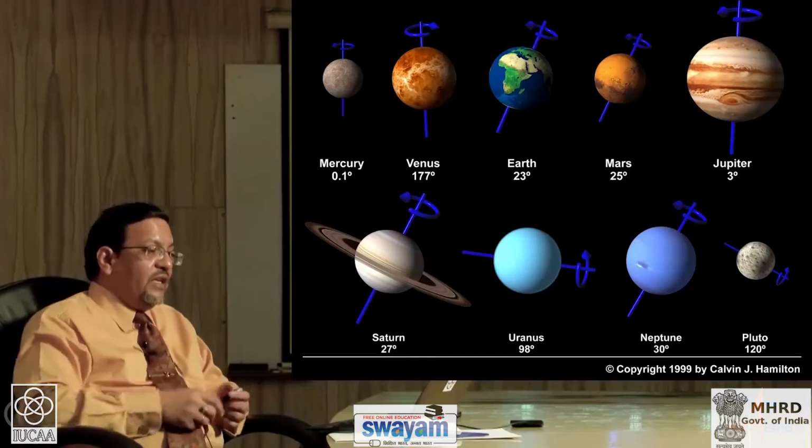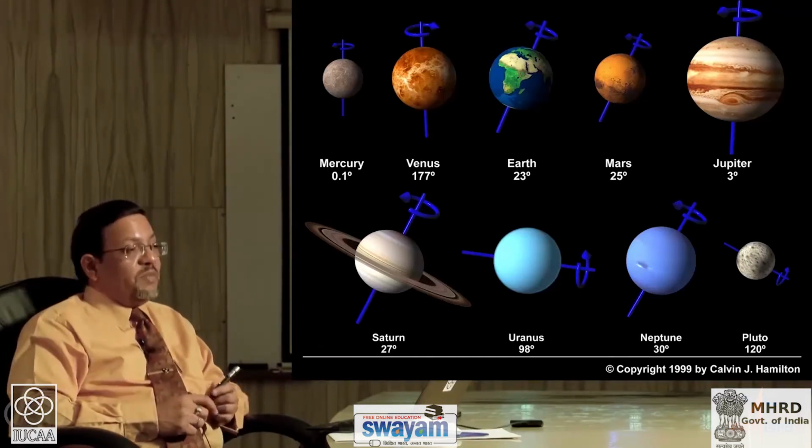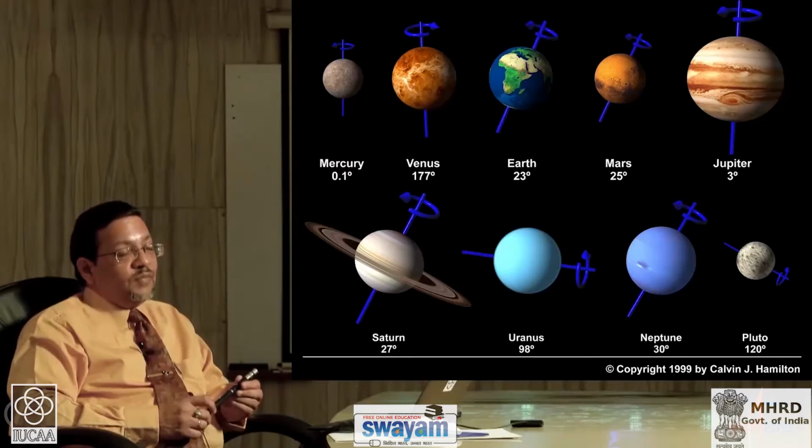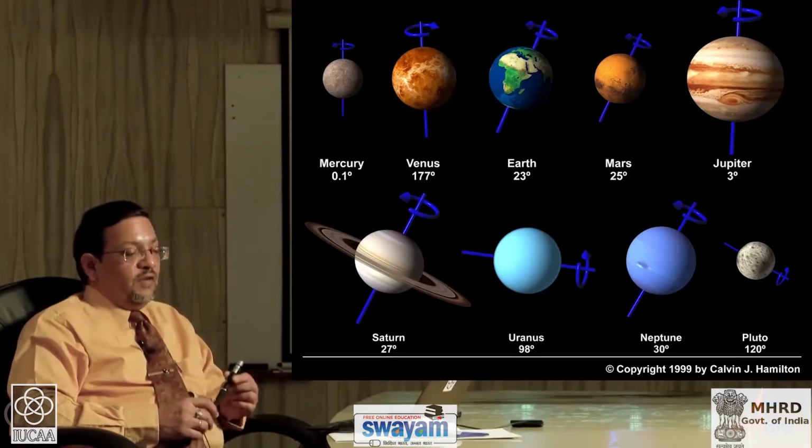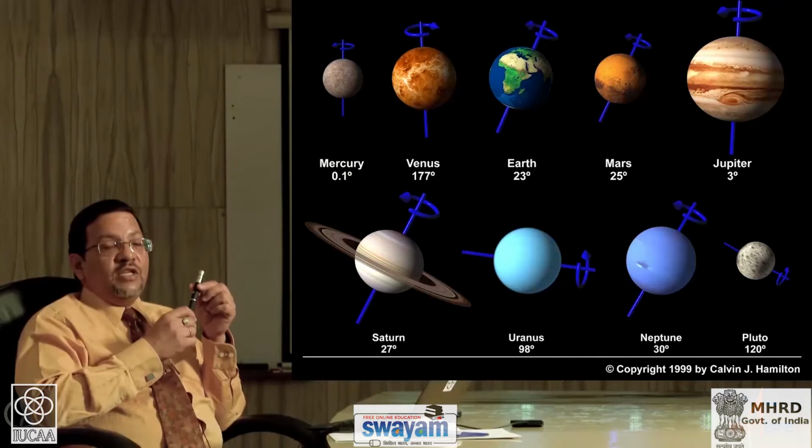And you can also see a similar situation for Pluto. So, that means we have planets in our solar system which have very large differences in terms of their rotation axis.